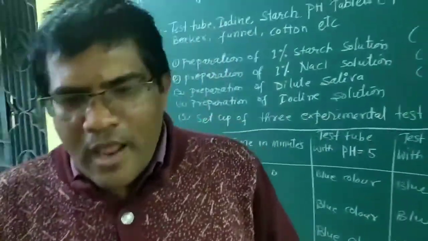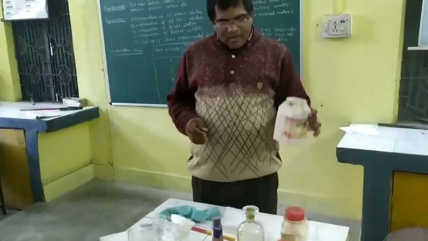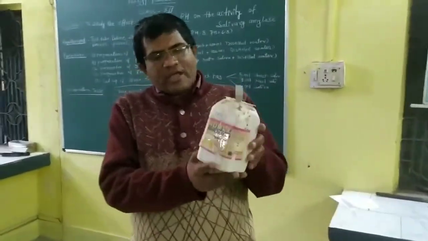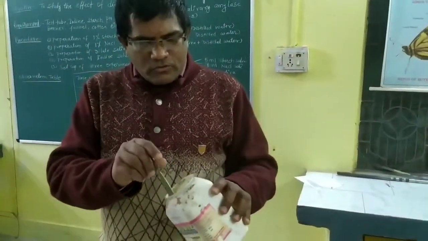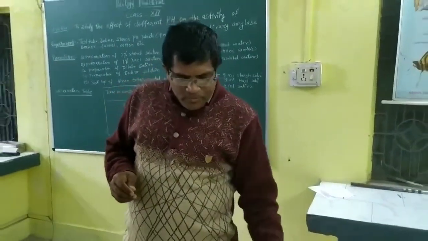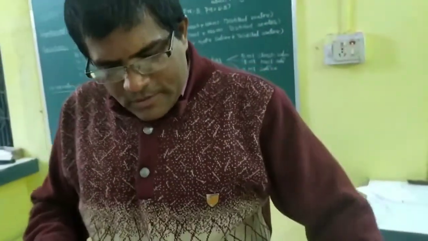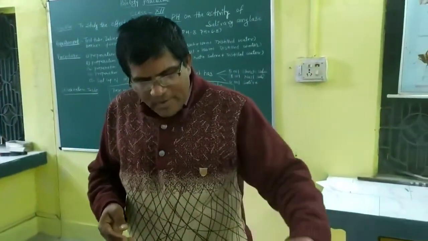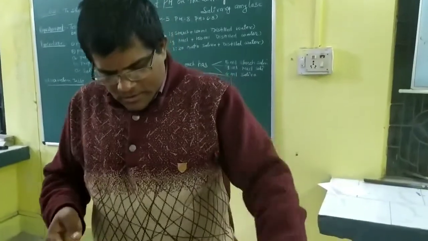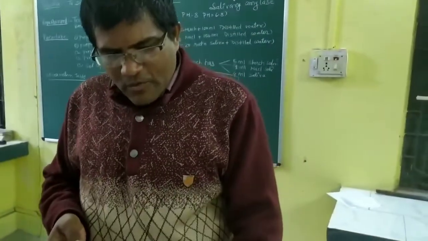Now I am showing you the basic requirements for this experiment. As I mentioned earlier, it is the starch powder. I have shown you earlier also, the white powder is starch powder. This is sodium chloride, which is available in the lab. Here is the iodine solution, which is required.